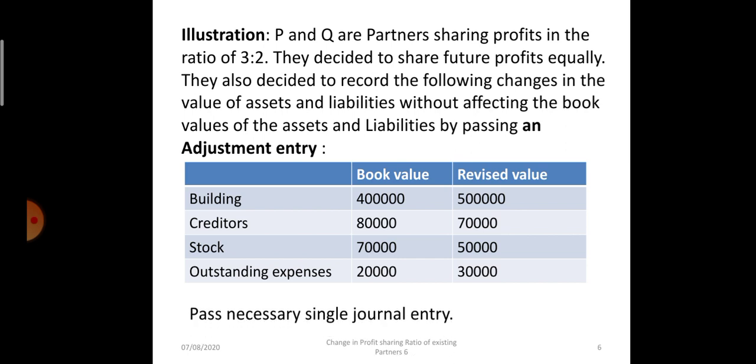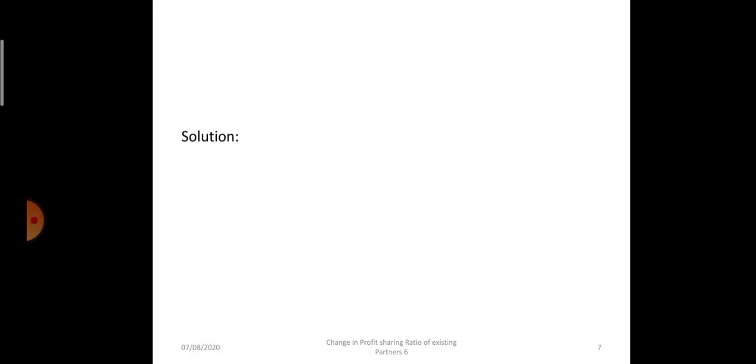So we have to pass one single journal entry. In case of building, there is a profit of 1 lakh. Creditors, there is a gain of 10,000 because liabilities are decreasing, so it's a gain, we will consider it as profit. Then stock, asset is decreasing, so loss. And then in case of outstanding expenses, it is increasing by 10,000 rupees, so we will deduct that. See the statement.